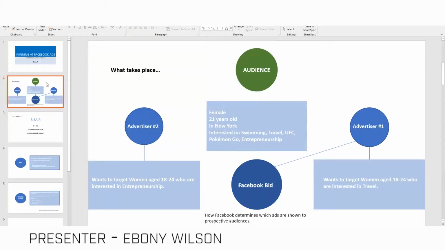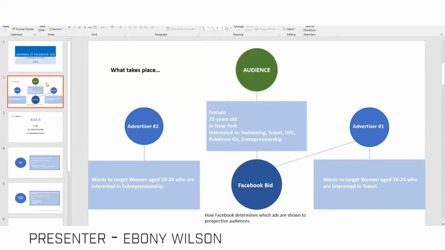So pretty much what would happen is their ads would be shown to a female prospect. Let's say the person who sees the ad is female, 21 years old, lives in New York, and her interests are swimming, travel, USC, Pokemon Go, and entrepreneurship. So basically what happens, as you know, is Facebook matches people to your ad based on their interests and behaviors. So in this case, both of them match with her because one of them is targeting entrepreneurship and the other is targeting travel. However, one of these advertisers is going to win and have their ad actually shown to this woman, and this is how it works.